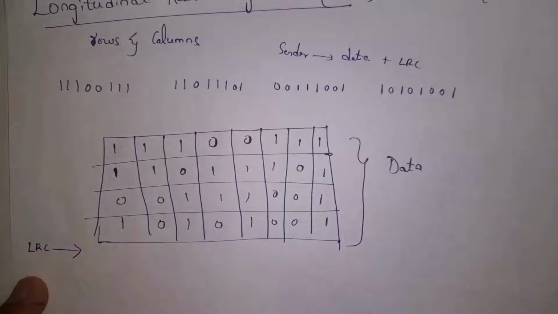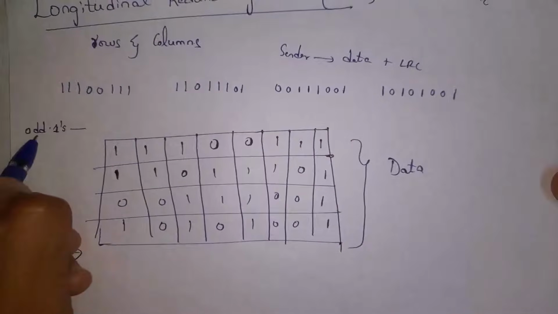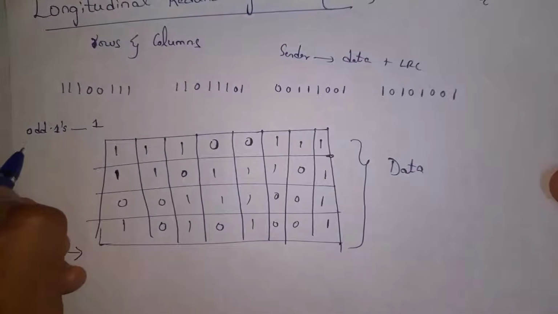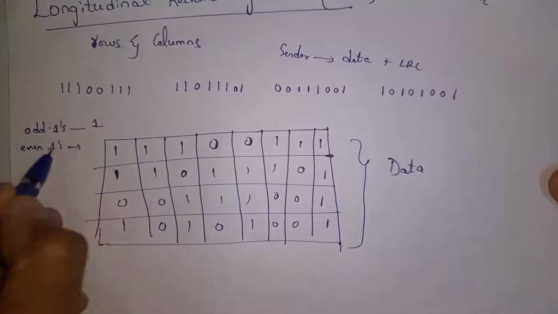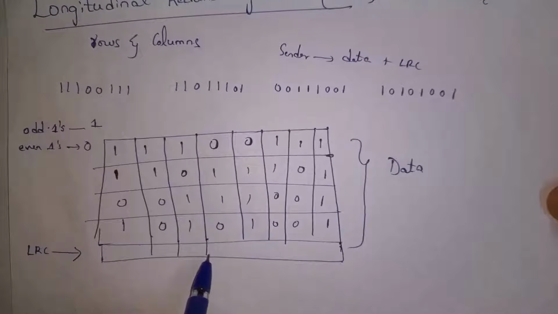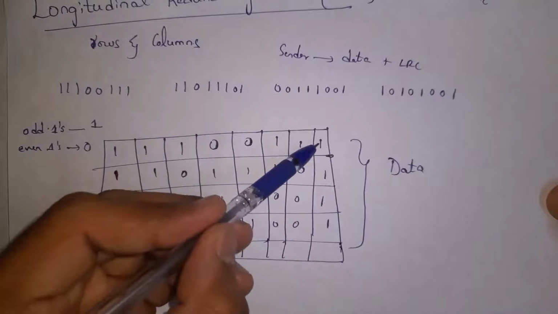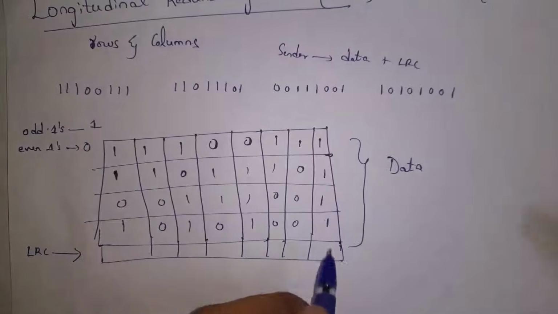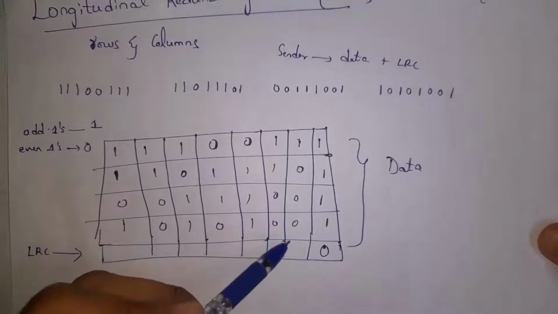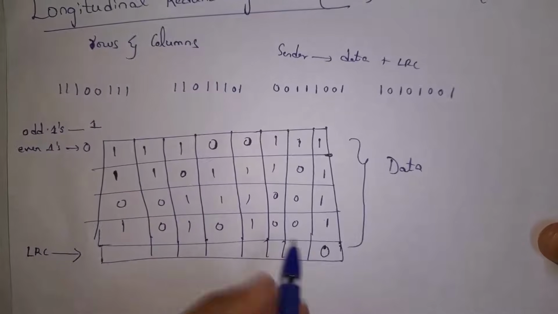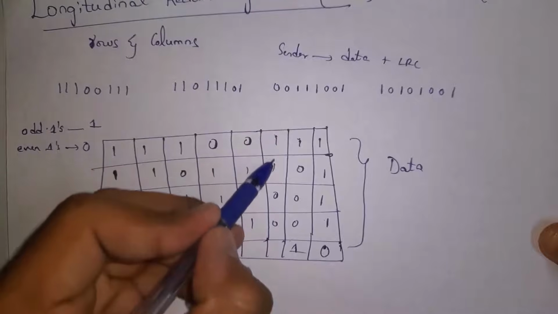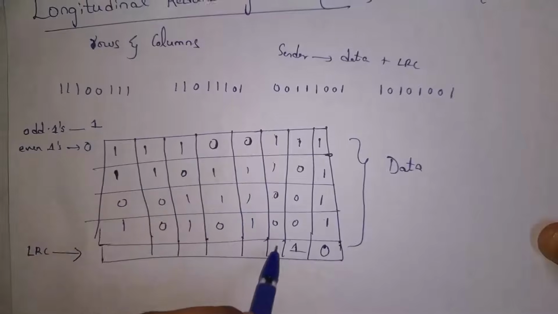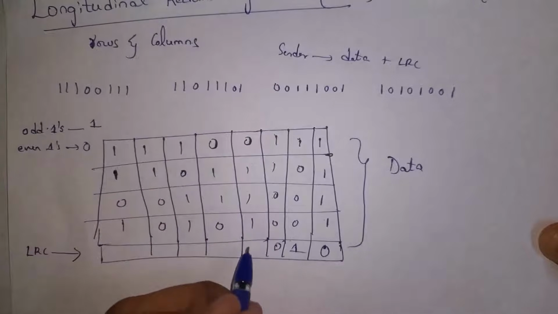The same formula which we applied in VRC. If there are odd number of ones in our data, then LRC value is 1. And if there are even number of ones in our data, then LRC value is 0. And we need to calculate it column wise. So first column contains 1, 2, 3, 4. 4 ones, which is even number. So we need to add 0. And next column contains 1, 0, 0. As there is only 1, which is odd number. So we'll add 1. And next here 1, 1, 0, 0. 2 ones. 2 is even number. If there are even number of ones, we'll add 0. And similarly here 3 ones, which is odd number. We'll add 1.